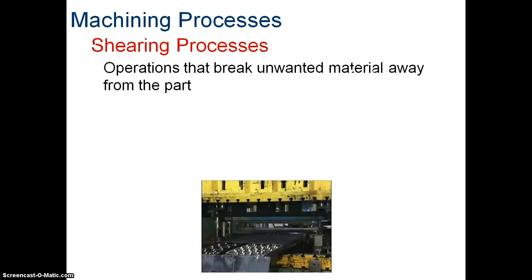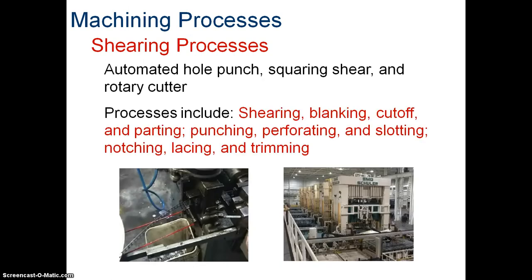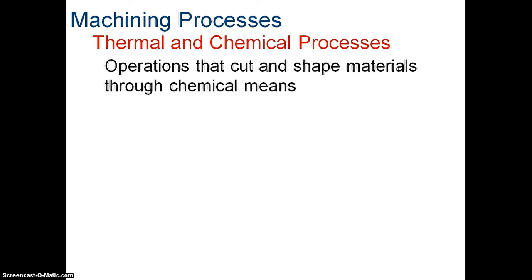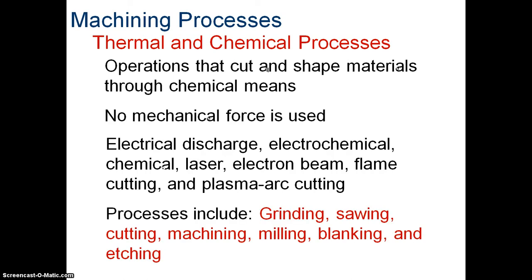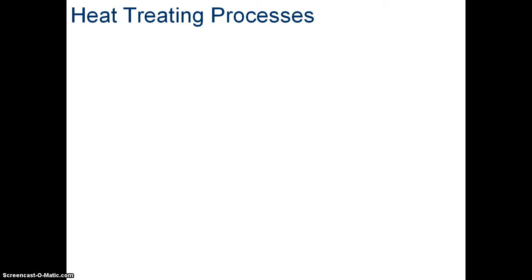Shearing process: an operation that breaks unwanted material away from the part. The figure shows different shearing processes: automated hole punching, squaring shear and rotating. Abrasive machining process uses drums, discs, belts and sanders. Thermal and chemical processes cut and shape material through chemical means. No mechanical force is used. Heat treatment is done after the machining process. About 90% of heat treatment is performed on steel and other ferrous materials.